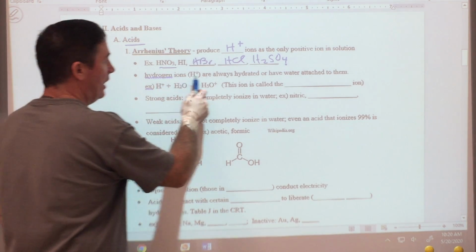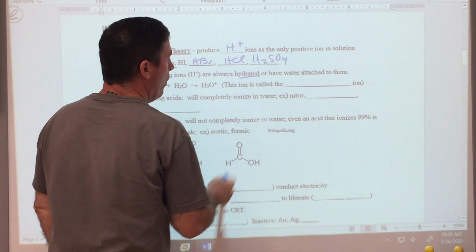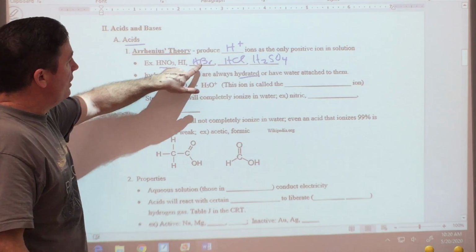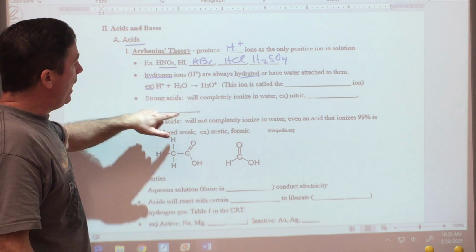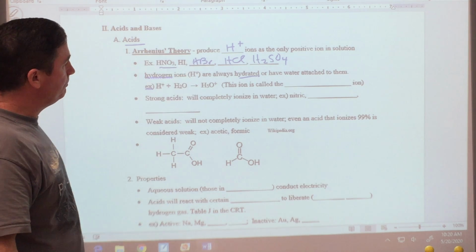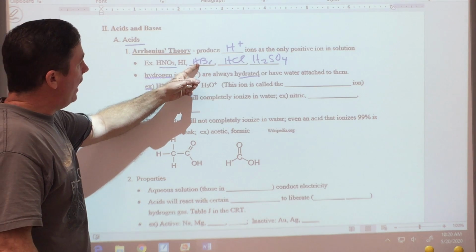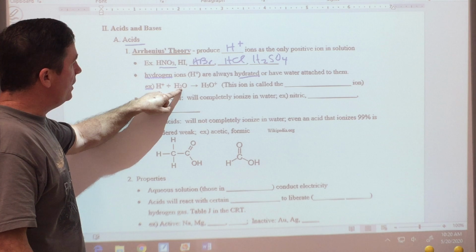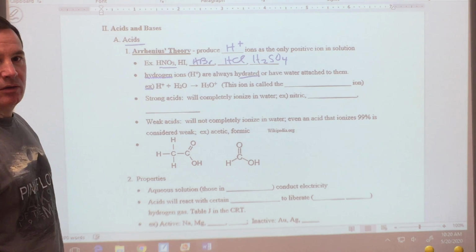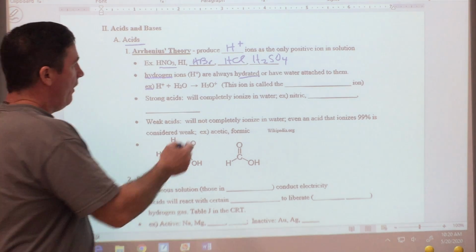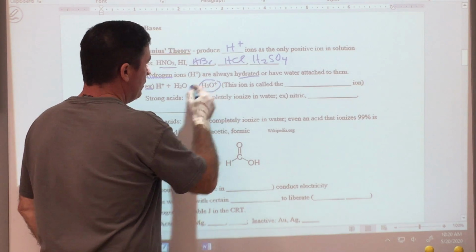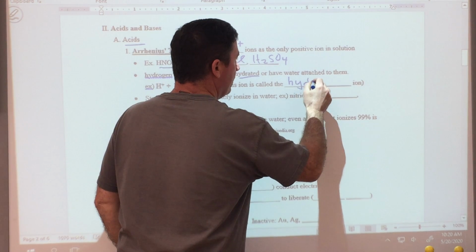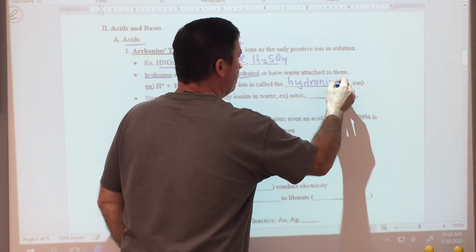So hydrogen ions are always hydrated, or have water attached to them. In other words, when this acid, for example, is added to water, the hydrogen comes off automatically and it combines with water automatically. And this, we have to know, is called the hydronium ion. Hydronium.